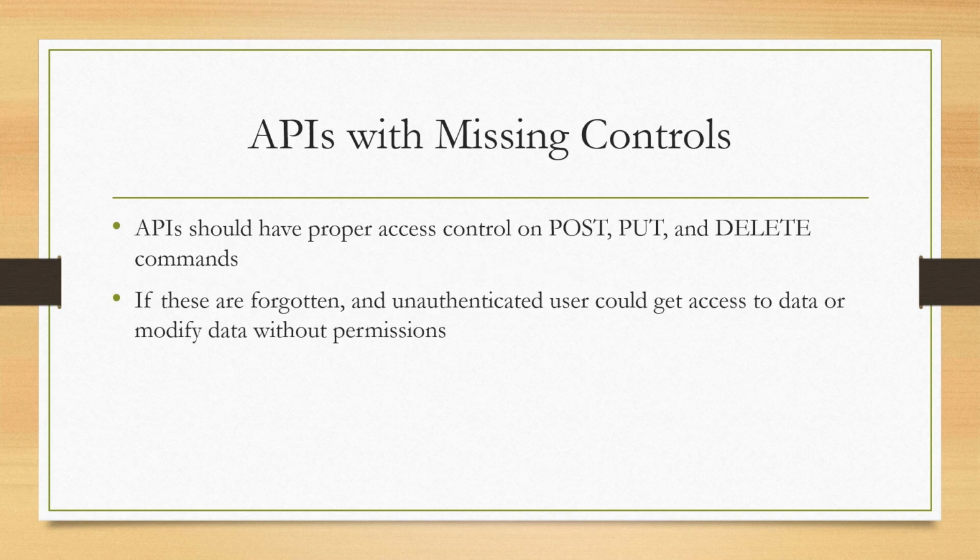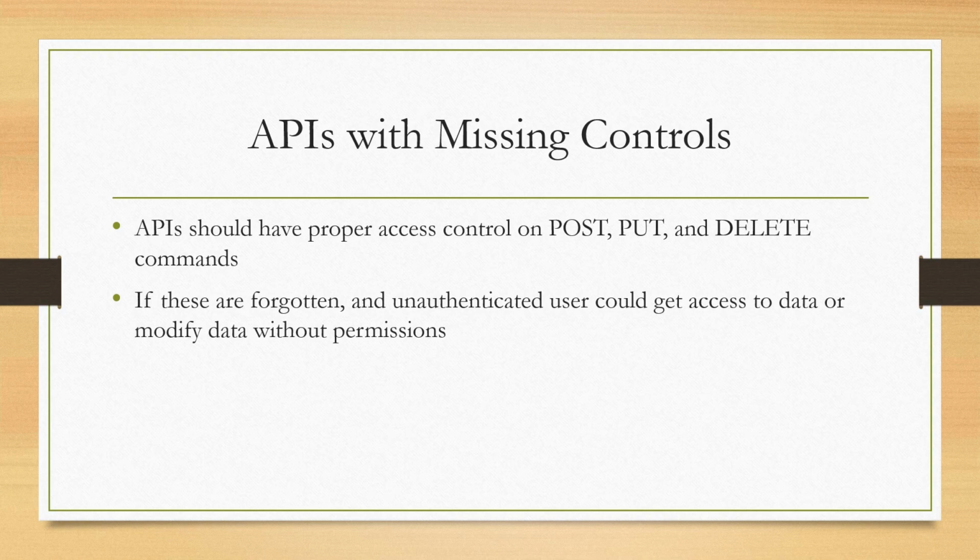And then one of the big ones that's coming up more and more is that everybody wants an API in their application, but a lot of people don't really implement them properly. So missing controls on APIs tends to be a fairly common problem. If you do things like posts, puts, deletes, you may be able to utilize these API calls without proper permissions. Typically we only want an admin to delete data, but if we don't authenticate it through the API, someone might be able to delete data without having any sort of permissions. So this is a really important one to keep in mind.